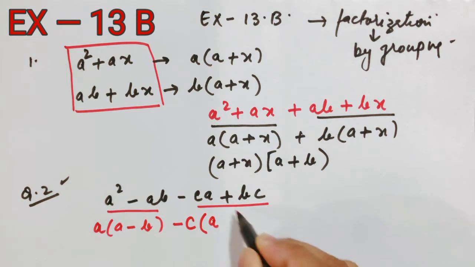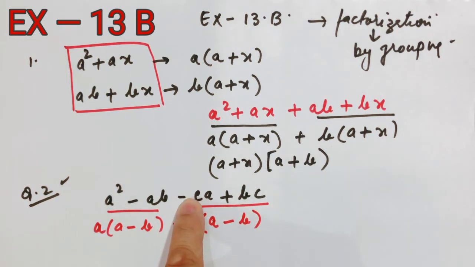When I have taken minus c as common, what will you get? You will get a minus b, because whenever you take a negative sign common, the sign inside the bracket changes. So ca became plus, and here plus bc became minus bc. So whenever you take a negative sign common, you change the sign in the bracket. I am not telling you to multiply minus minus plus and plus minus plus. Just change the sign. Work done.